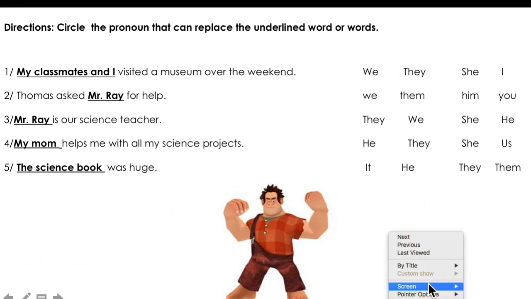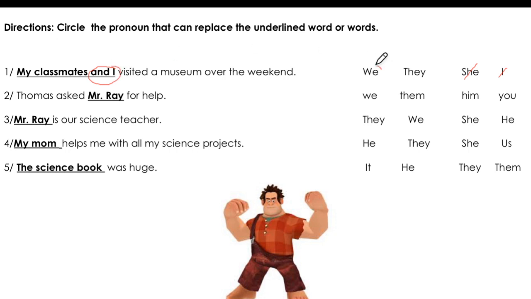Now we're going to replace the underlined noun with the pronouns that we have here, options. My classmates and I visited a museum over the weekend. My classmates and I. Is it one person or many? Many, right? Including me. So, which pronouns are plural? We, they, she, I. We and they. She is singular and I is singular. We will not use them. So which one will we use for my classmates and I? We or they? If I am included, if it says and I, that means we.